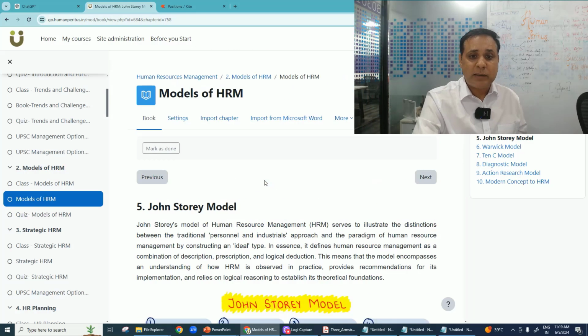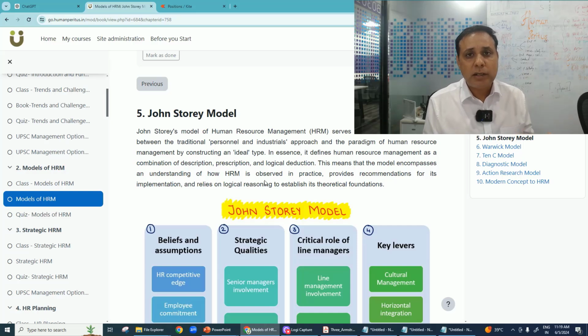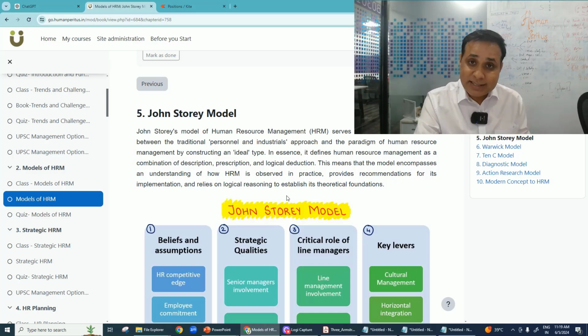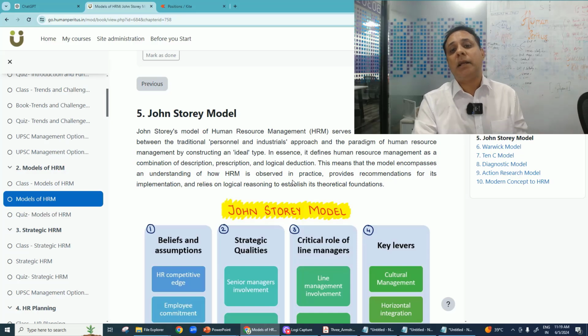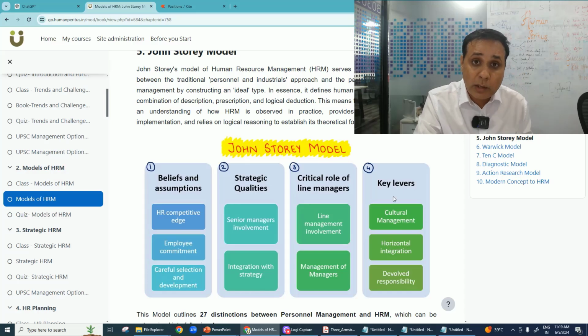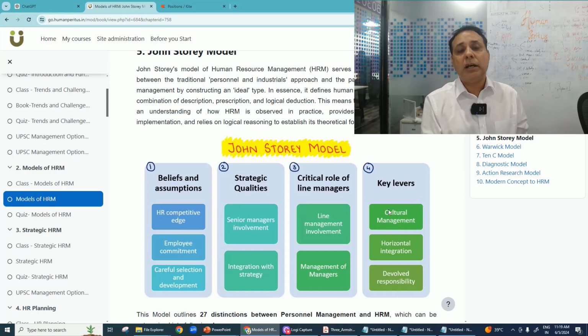So guys, we'll summarize this. Mr. John Storey did two things. Number one, he created a difference between soft HRM and hard HRM. Second, he gave 27 differences between personnel management and HRM, and these 27 differences can be broadly divided into four categories: beliefs and assumptions, strategic orientation, the role of the line manager, and the key levers which are there. Thank you.